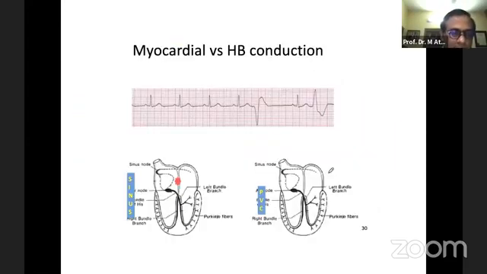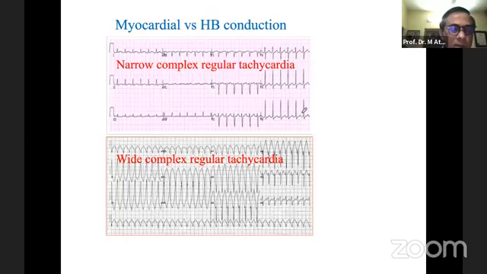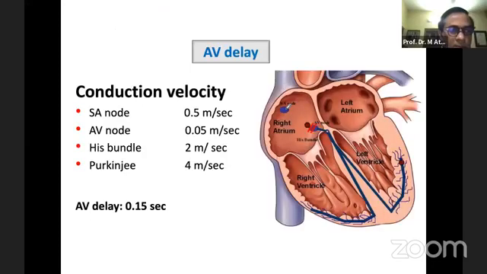And there are some differences between conduction along the normal conduction system and myocardial conduction. When the impulse is produced within the myocardium, like this, it takes longer to depolarize, so the QRS duration will be greater. This is the reason why this is narrower and this is wider. This is another example showing narrow QRS and wide QRS complexes, and we can see where the origin of these complexes may be located.